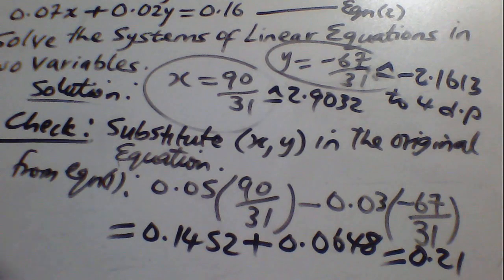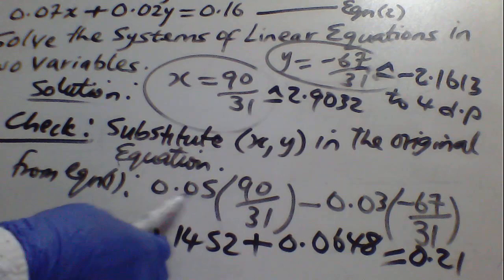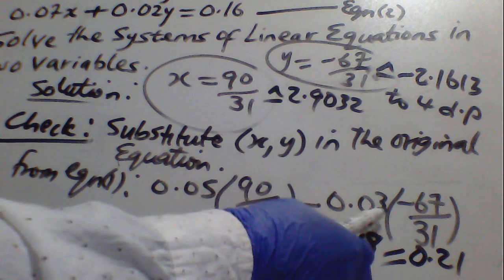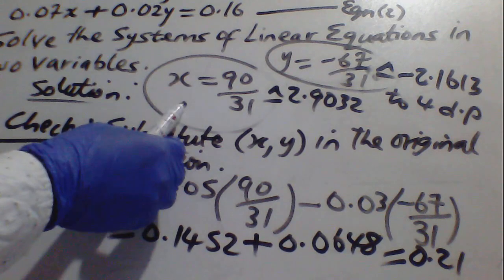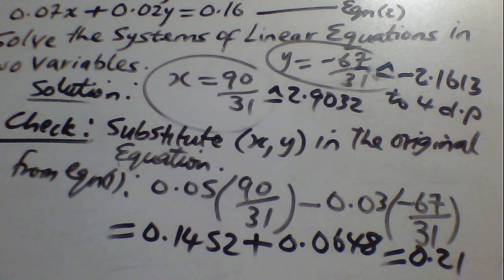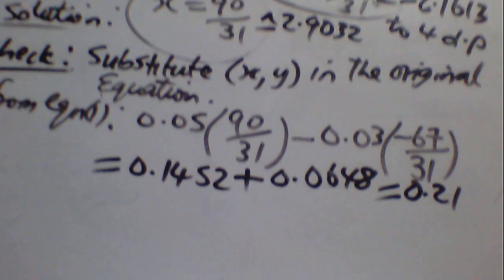So doing it, multiplying it with 0.05 and this one with 0.03 with this value, you have 0.21, which means the x answer is correct, the y answer is correct. So I have to do the same for equation 2.